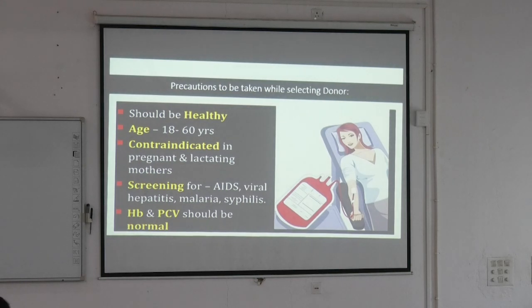Precautions to be taken while selecting a donor: the donor should be healthy, should be 18 to 60 years, contraindicated in pregnancy and for lactating mothers, and must be screened. The donor blood must be screened for AIDS, viral hepatitis, malaria, syphilis. These are blood-borne communicable diseases that have the highest chance of infection when administered by the parenteral route. Hemoglobin and PCV should be normal. Hemoglobin should be more than 12.